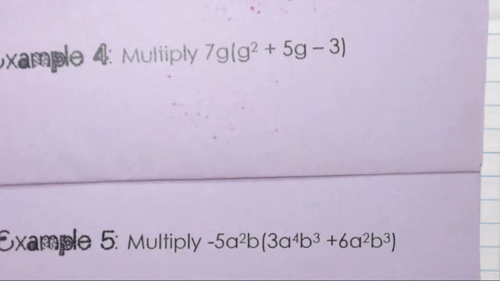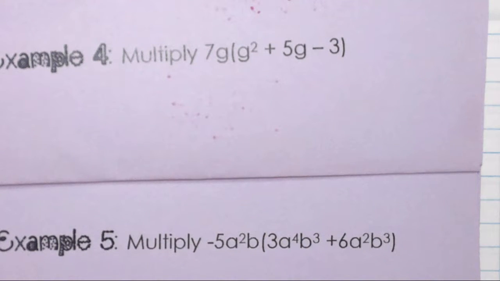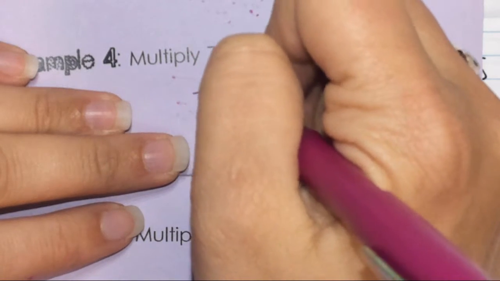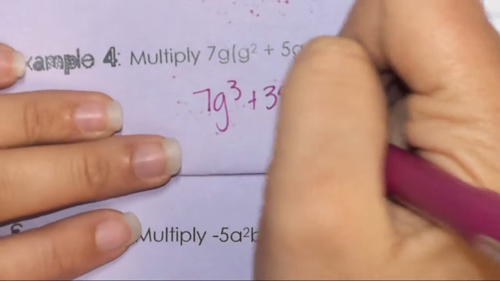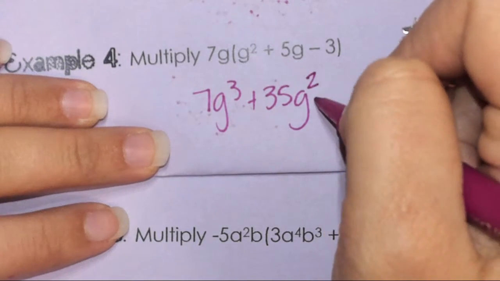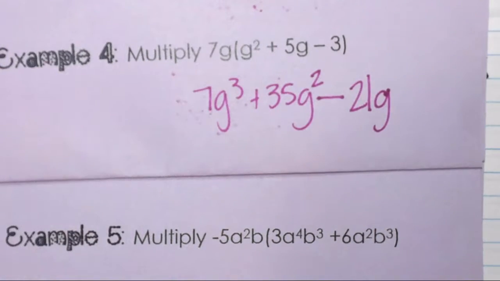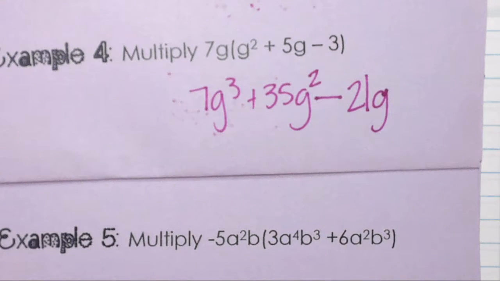Don't drop your signs. You're dropping your signs in between your g's. Don't do that. Yes, sir? You got it? You may speak. I got 7g cubed plus 35g squared minus 21g. Yeah. Don't drop your g's.